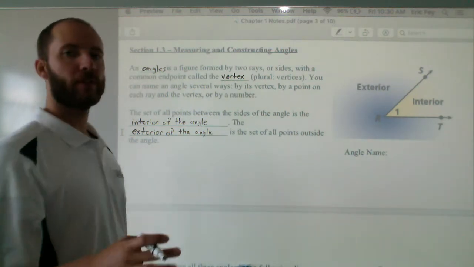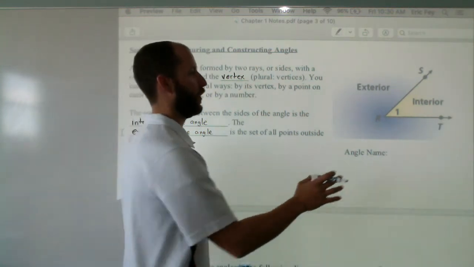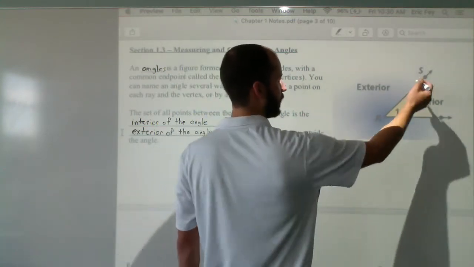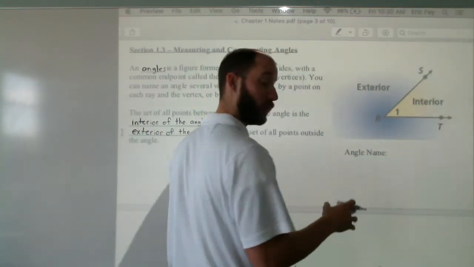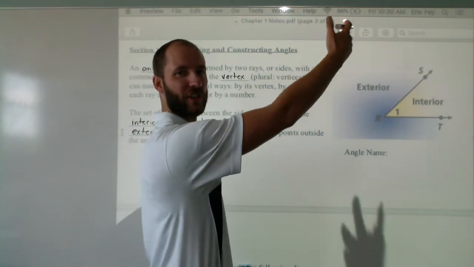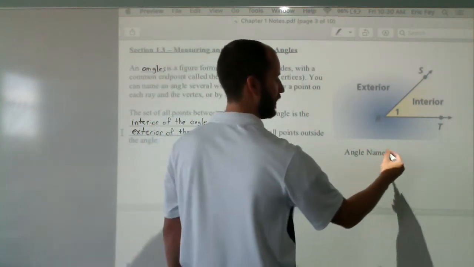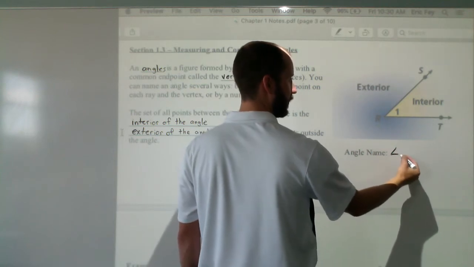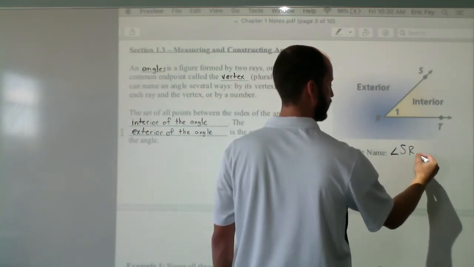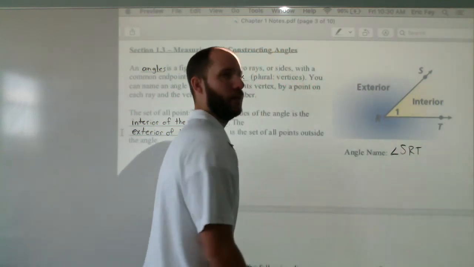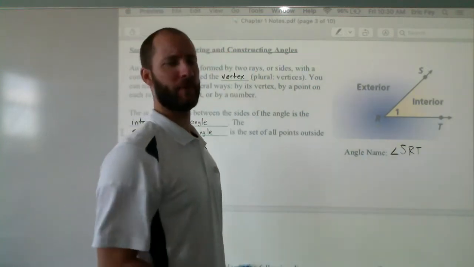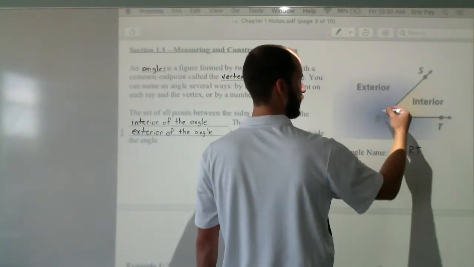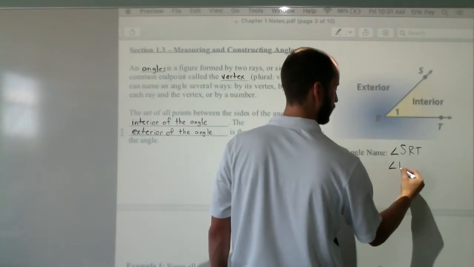And there are a number of ways that we can name this angle right here. So angle SRT. That's one way you can do it. You kind of just trace along the angle. So angle, that symbol, you kind of come down and then horizontal over, SRT. But maybe you're a bottom to top kind of person, and you're like, well, no, I saw TRS. Well, you can do that also.